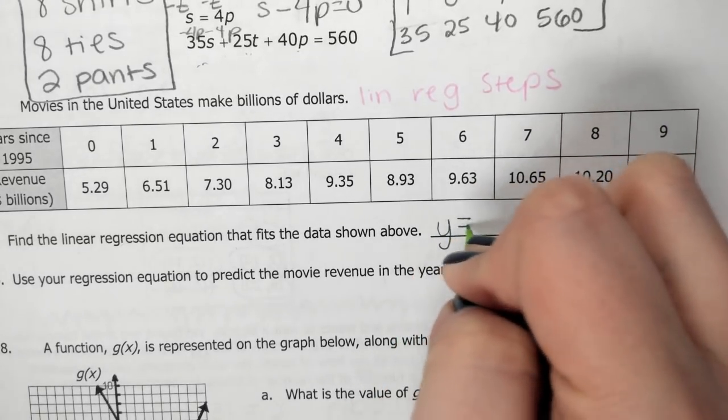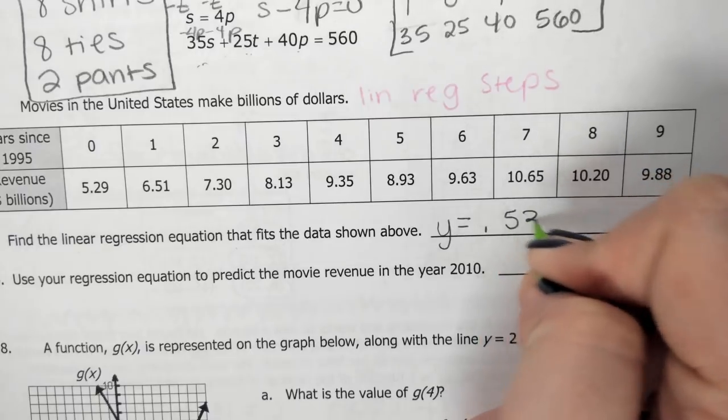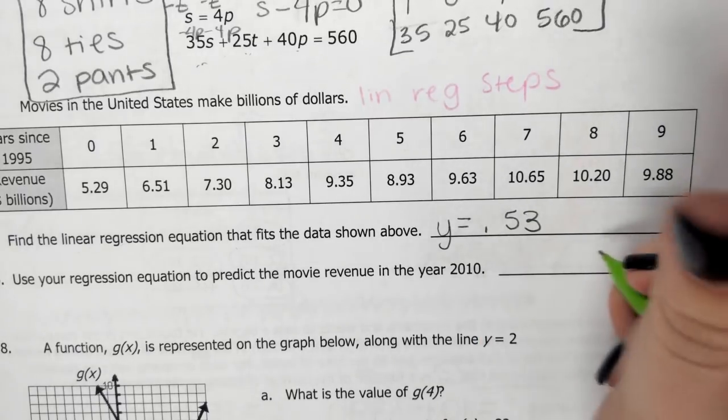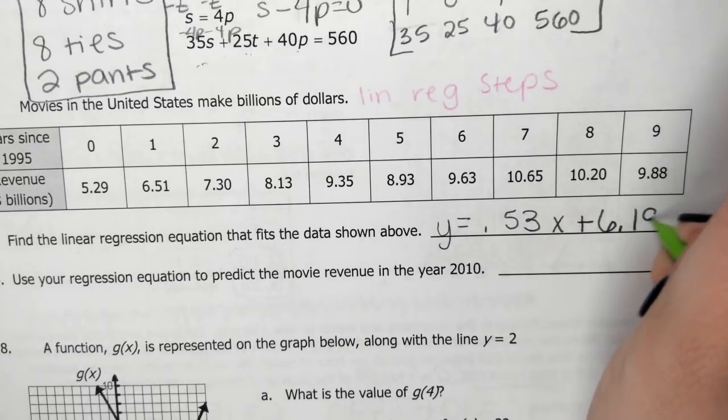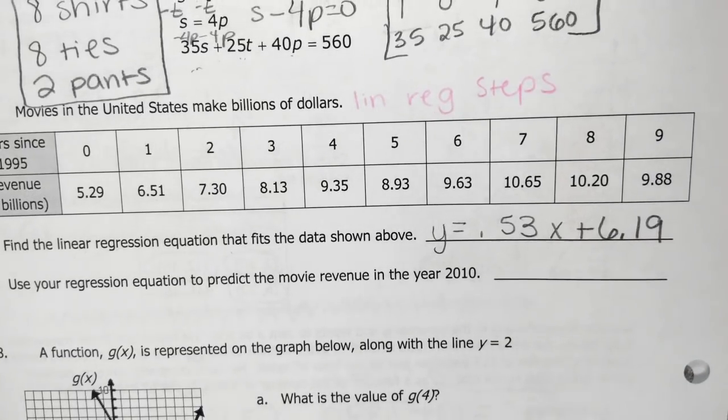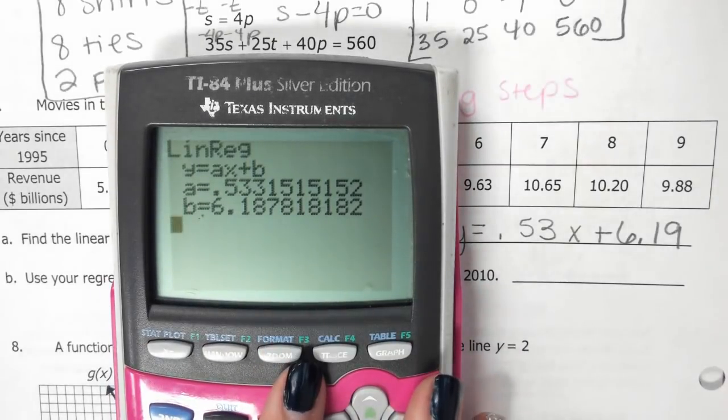So once I get that, I'm going to plug that into my equation. So I have y equals 0.53 x plus 6.19. Remember, you're rounding to the nearest hundredths. Okay, notice on your calculator it tells you what A and what B equals.